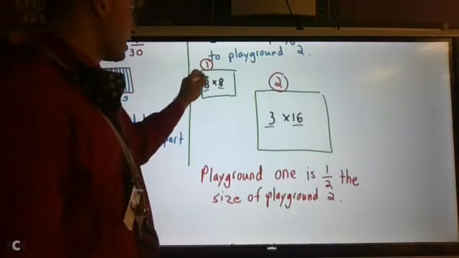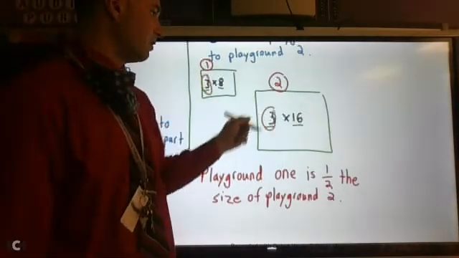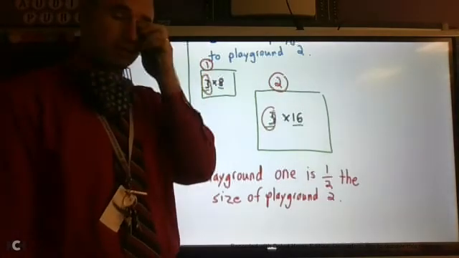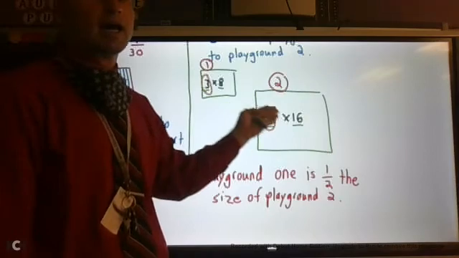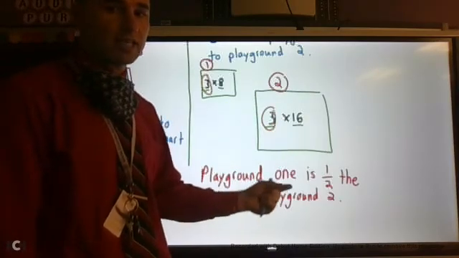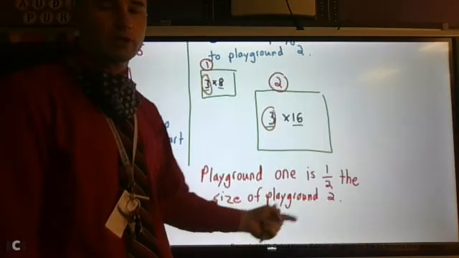So since you're timesing each by 3, they're the same number you're timesing by. If you look at the 8 and the 16, you'll see that 8 is half of 16, which means playground 1 is half the size of playground 2.